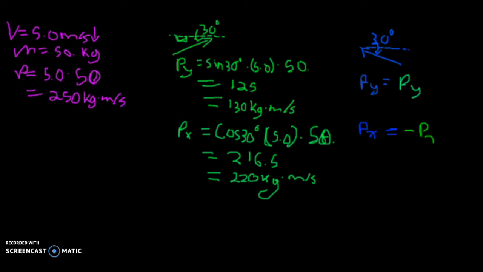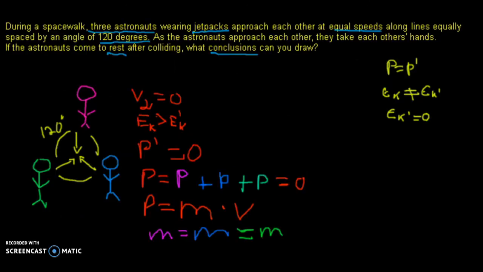Okay, so let's add up their momentums. In the y, Buttercup's momentum is 125 kilograms times meters per second, plus 125 for Bubbles, but for Blossom, it's plus negative 250 because she's going down. That will equal 0. In the x, Buttercup has a momentum of 216.5 kilograms times meters per second right, plus negative 216.5 because Bubbles is going left, plus 0 because Blossom doesn't have an x component, let's put that, plus Blossom, is equal to 0. Look at that.